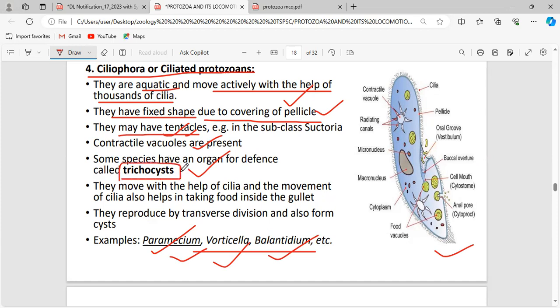What is the defensive organelle present in paramecium, or present in ciliated protozoa? It is the trichocyst. They are going to use it against the predators.